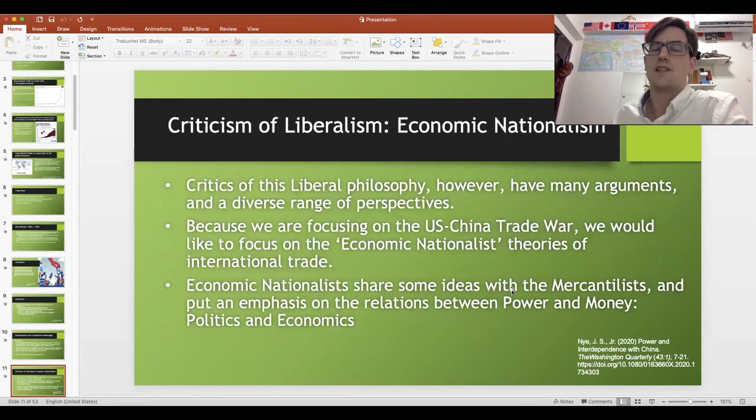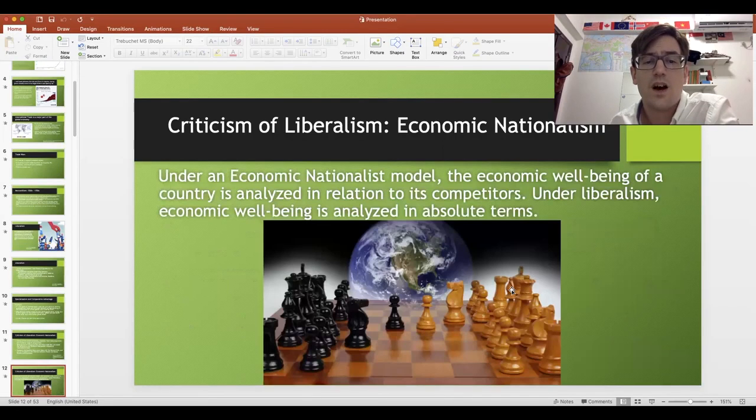Critics of liberal philosophy, however, have many arguments and a diverse range of perspectives. Because we are focusing on the US-China trade war, we would like to focus on the economic nationalist theories of international trade. Under an economic nationalist model, the economic well-being of a country is analyzed in relation to its competitors. Under liberalism, economic well-being is analyzed in absolute terms.